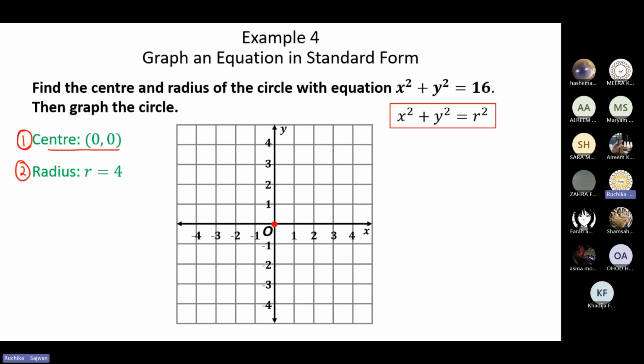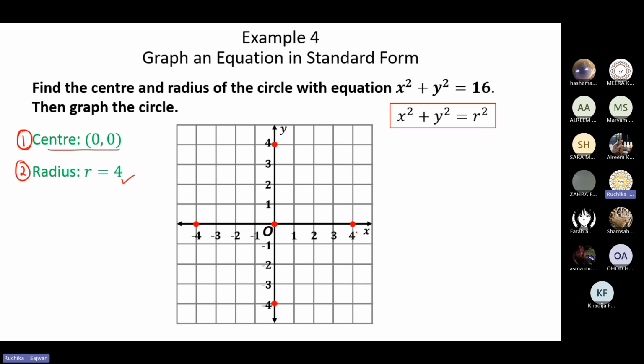Yes. Now we need to draw the radius. Now look here carefully how I'm drawing this. I know the radius is 4. So can I say, even before I draw the graph of the circle, I know that the circle will touch the x-axis at this point? Yes or no? 4, 0. Because by definition, radius is the distance from the center to a point on the circle.